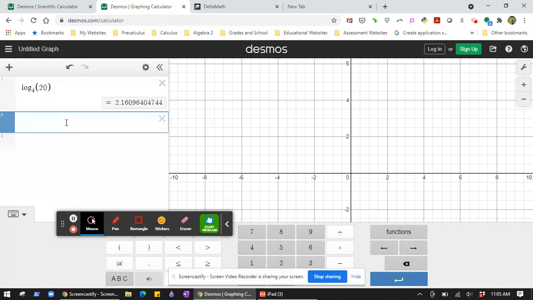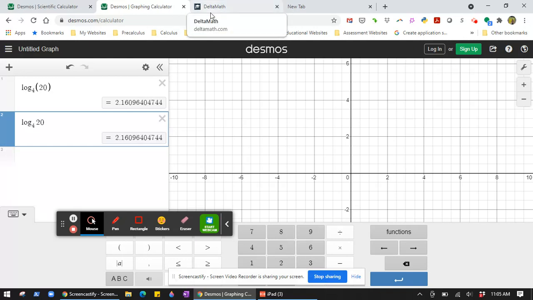The other thing you can do is just use the keyboard. I can write the word log. And now if I hold shift and underscore, it brings me downwards. I can put a 4, hit the arrow over, and put a 20 there. You get the same thing.